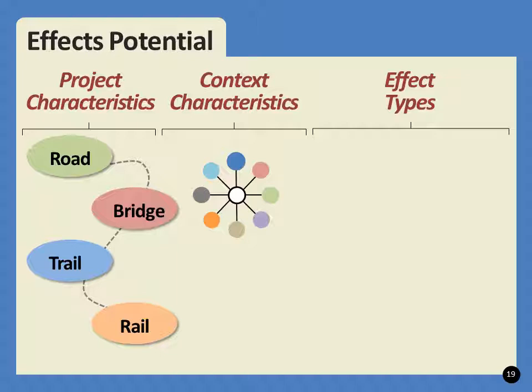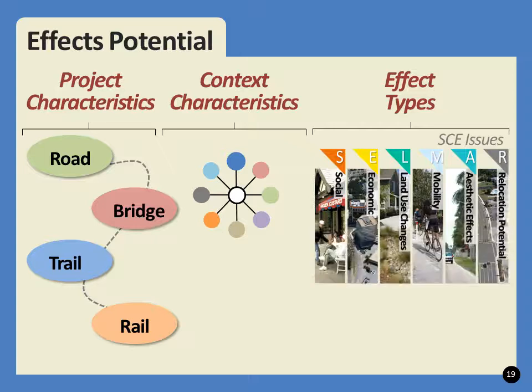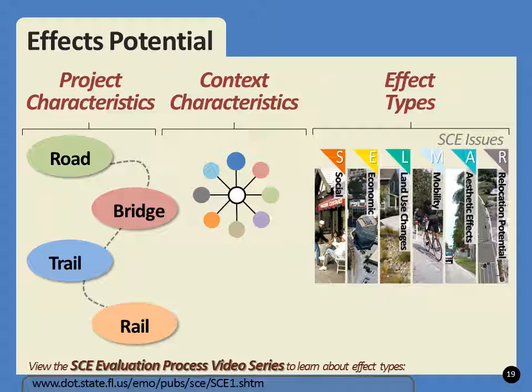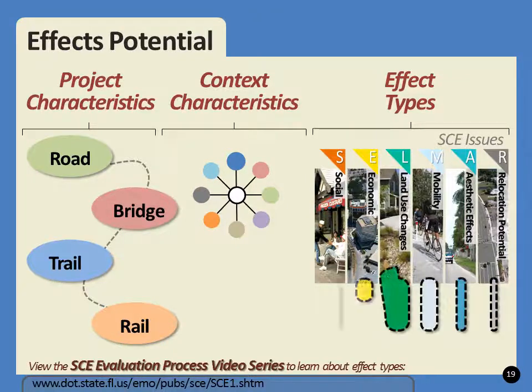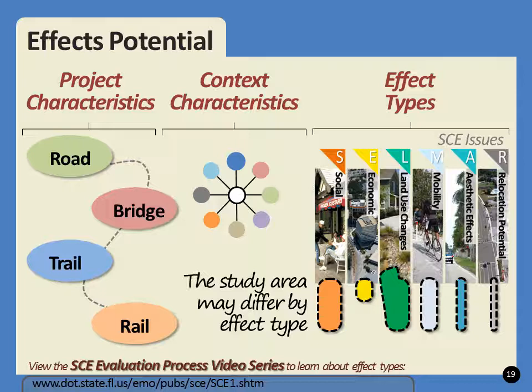The range of potential transportation-related effects are categorized under the 6 sociocultural effects issues, which are discussed in detail in the department's Sociocultural Effects Evaluation Process video series. The geographic span of one effect type may be different from another, so the study area will not necessarily be the same for all effects.